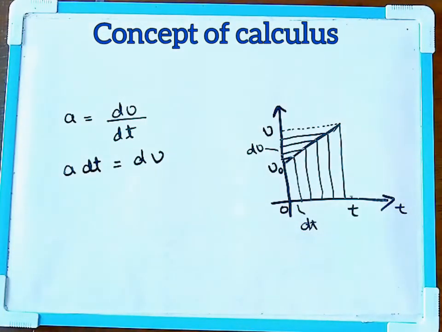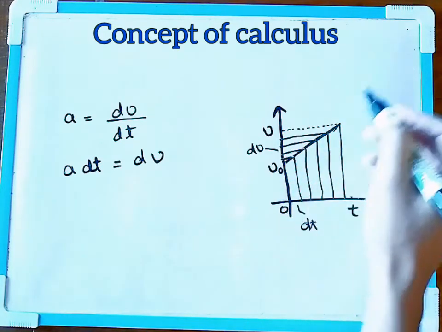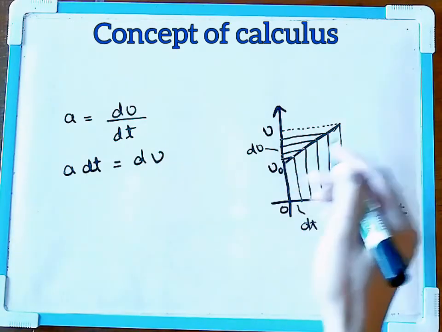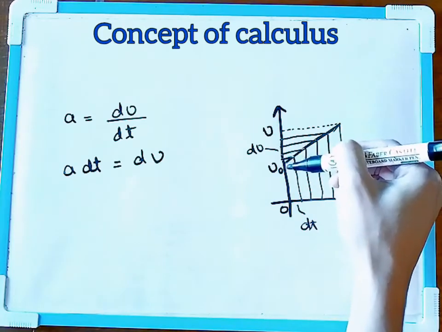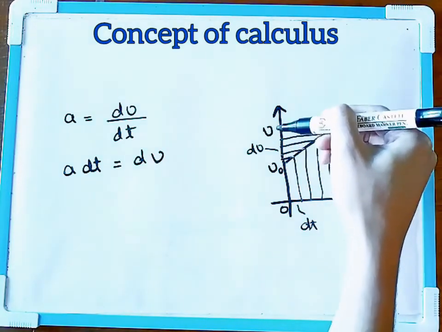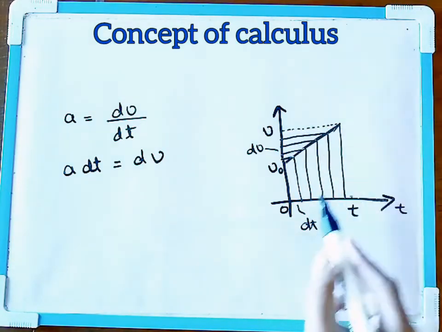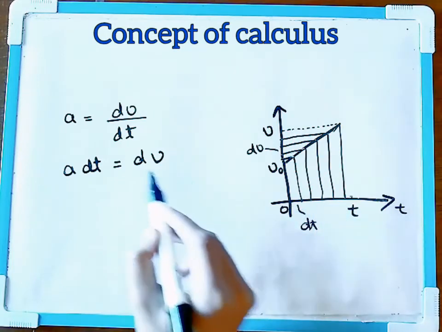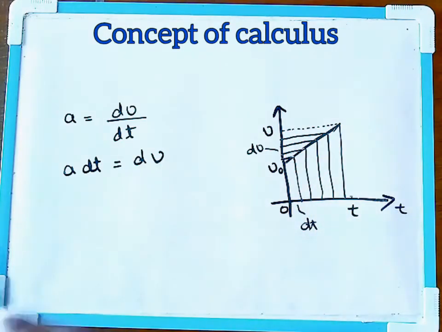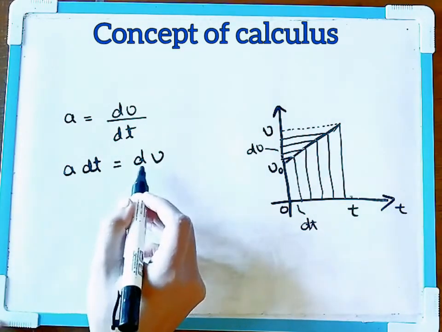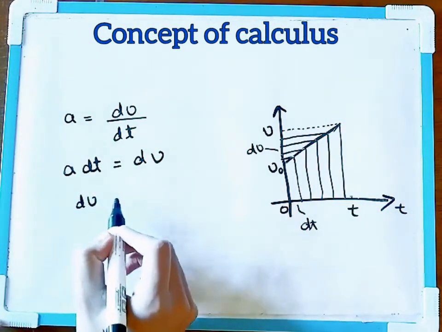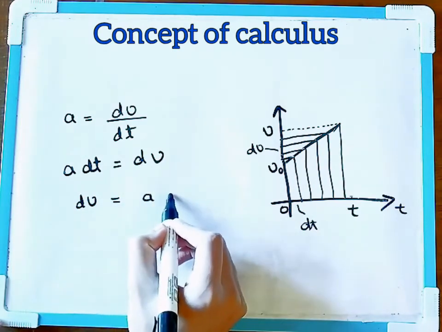Then remember, the acceleration is uniform, so it is constant. Your acceleration is constant for this velocity time graph. So just like we've done earlier, if you want to find the total velocity from v0 to v, or the total time interval, we'll have to integrate. So upon integrating both sides, I'll write first dv here and a dt.